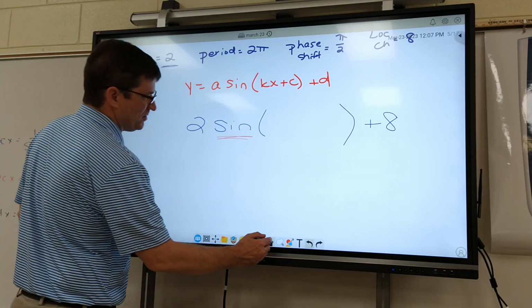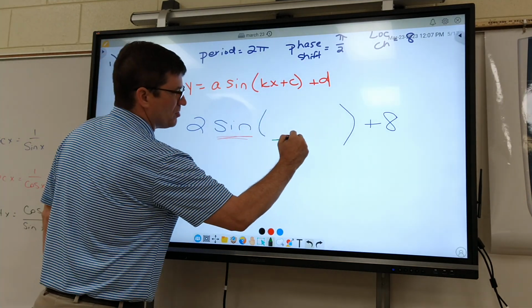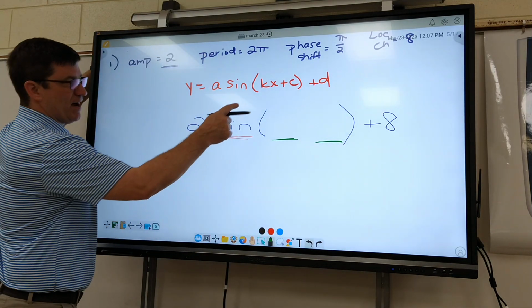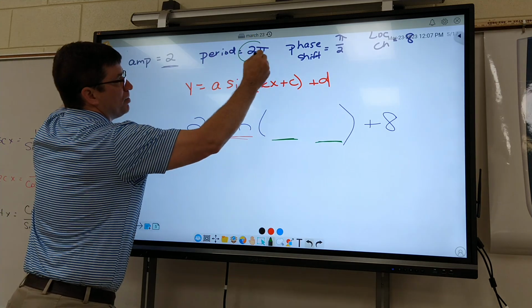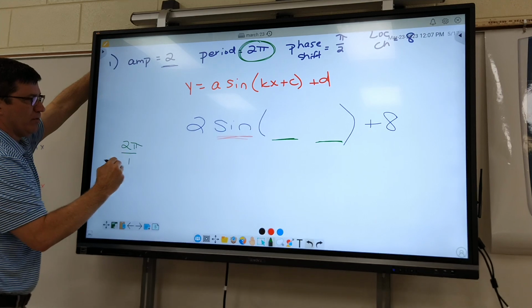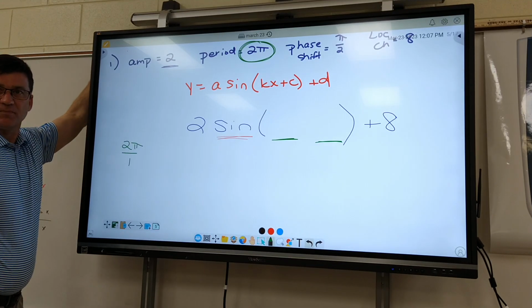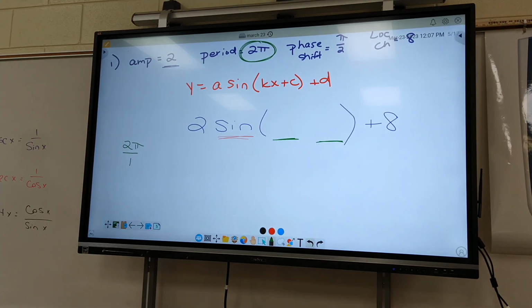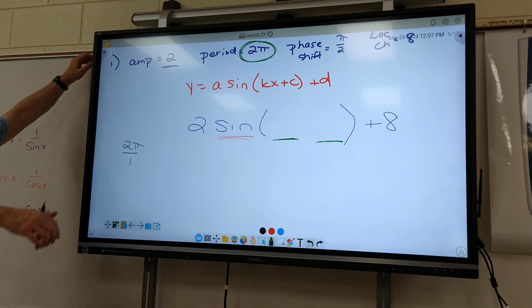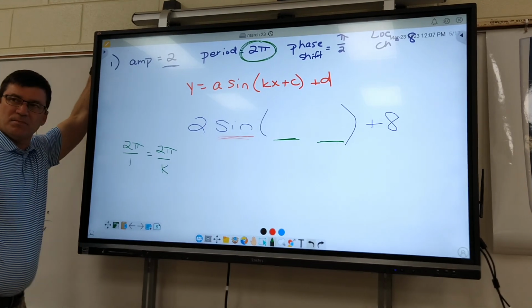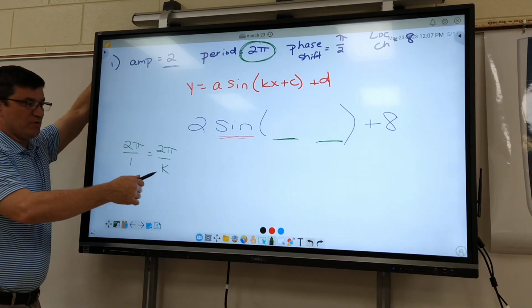Next, we've got to figure out what number goes here and what number goes there, and then we'll have our equation. To find the first number, take the period they are giving you in the problem. Write it down, 2 pi over 1. We're going to set that equal to the formula for period. What's the formula for period? 2 pi over k. If you use the number from period, you have to use the formula that goes with it. And we're going to cross multiply and divide, and we want to find out what k is.